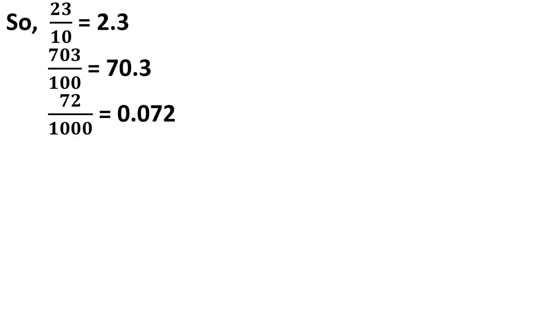Now 72 upon 1000. It is equal to 0.072. Here the number of zeros in the denominator is 3. So we have to place the decimal before 3 digits. So one digit is 2, another digit is 7, but the third digit is missing. So for the third digit we will first write 0 and then we will place the decimal. So it is 0.072.